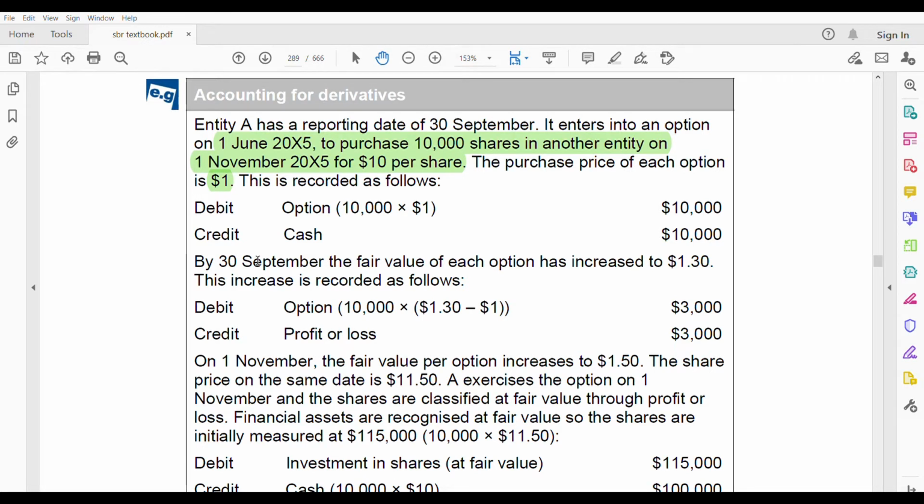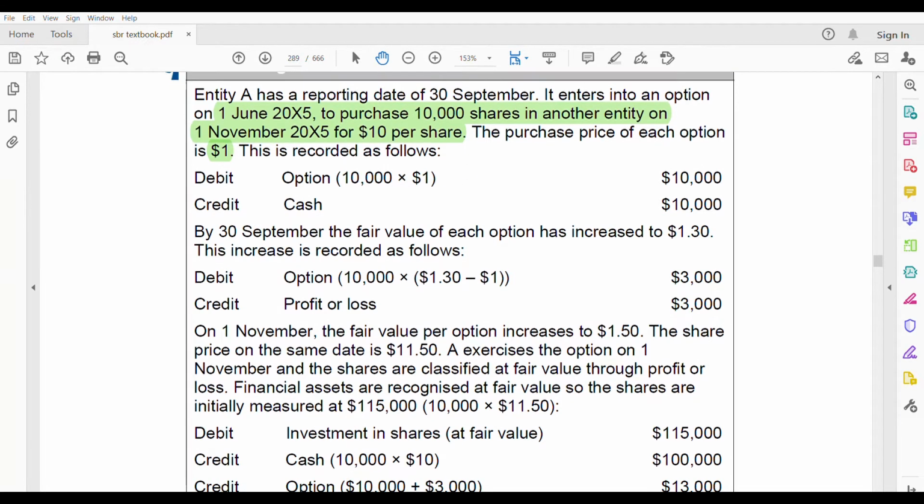Next, by 30th September, from June to 30th September, the fair value of each option has increased to 1.3. So how to show that increase in fair value? The option value also will go up because of that fair value, so you debit the option and credit the P&L. What is the difference? The price is 1, but fair value increased to 1.3. So the difference is 1.3 minus 1 into 10,000. Therefore 3,000 option debit, 3,000 profit and loss credit.